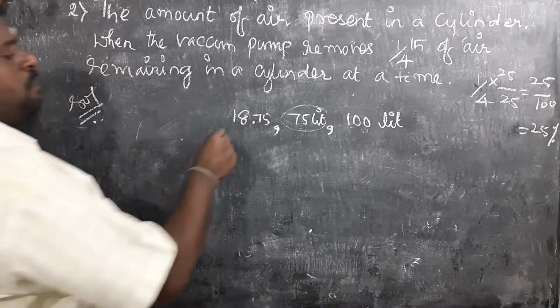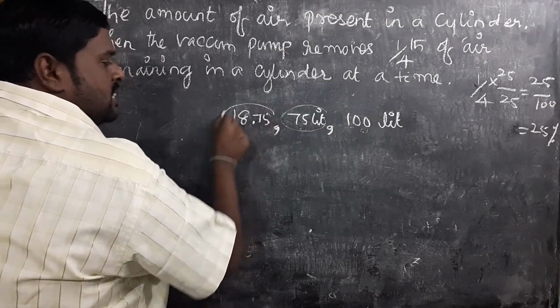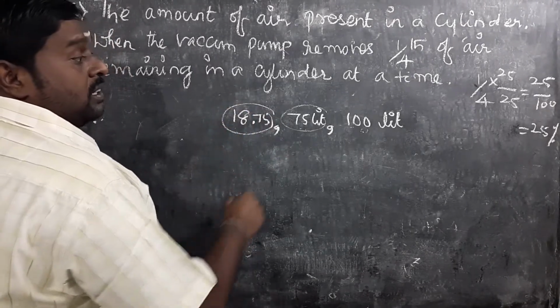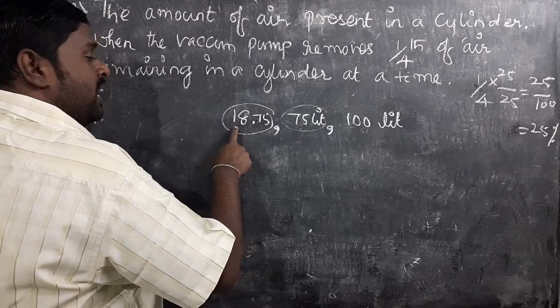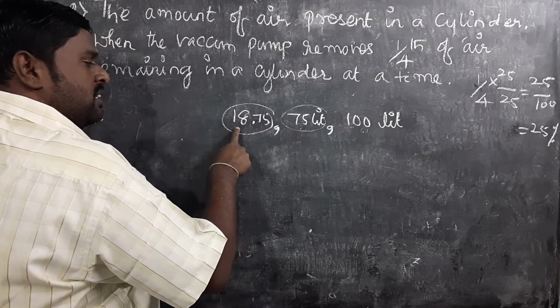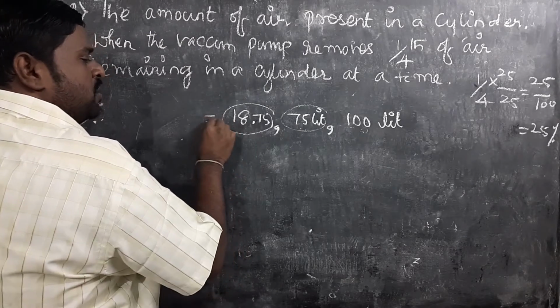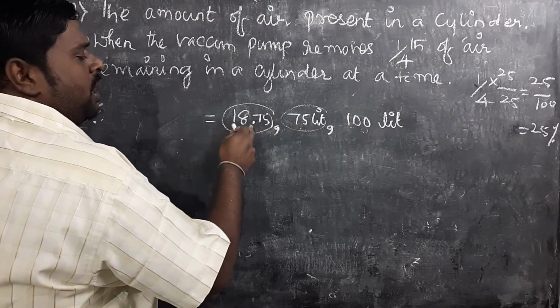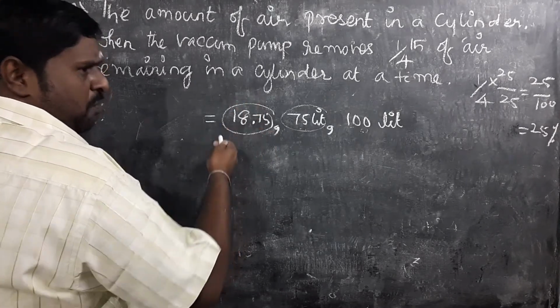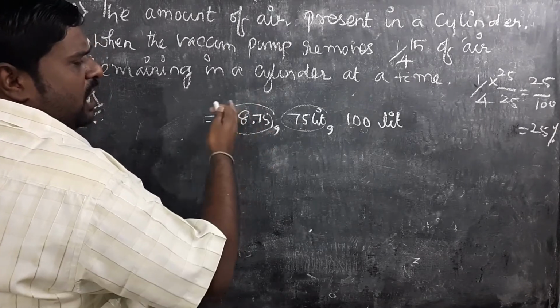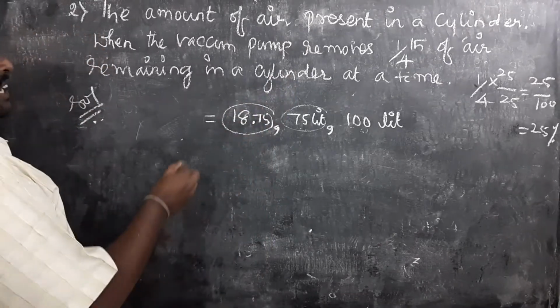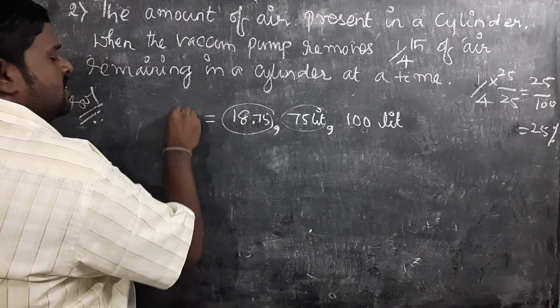From this 18.75, you should still remove 1/4. When I take 1/4, that is 25%. So 25%, very simple. 18.75, when you divide by half, you will get 9 point something. When you divide that one again, you will get 4.6.